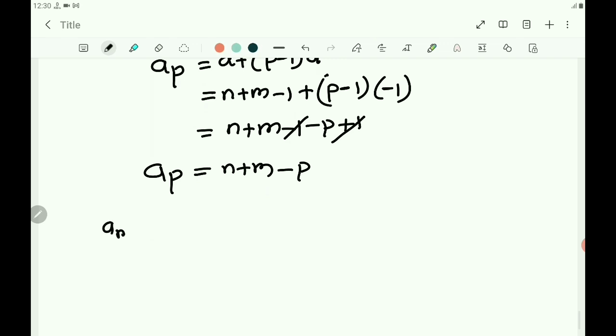So here AM is equal to n, AN is equal to m, then AP is equal to m plus n, or n plus m, minus p.